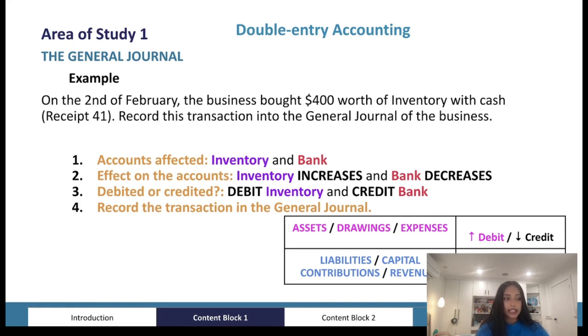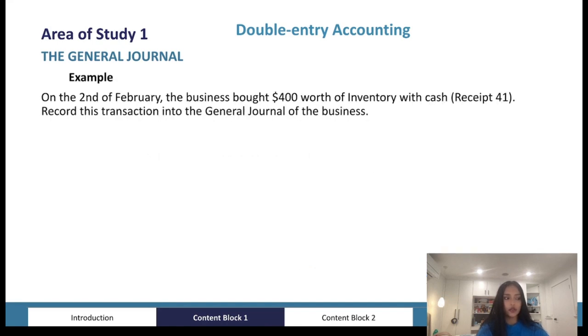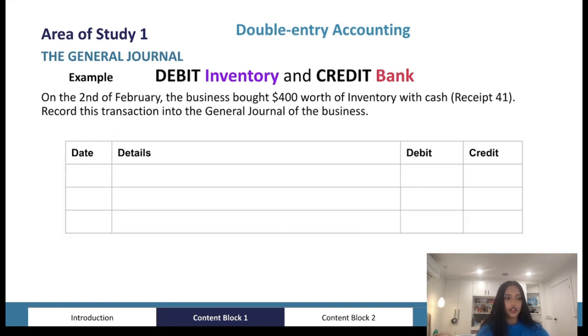And then finally, the last step is to actually record the transaction into the general journal. So keep in mind what we just decided, which basically is we need to debit the inventory account and credit the bank account. Now we'll enter this into the general journal. Again, debiting inventory, crediting bank. Here's our general journal, and this is what it looks like entered.